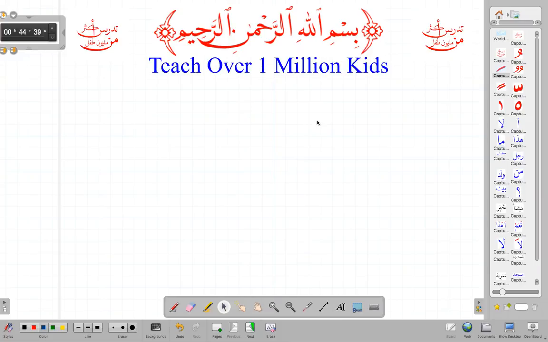Inshallah, we are going to start explaining or giving the lessons for Medina books, the six books. We are going to start with the first book, inshallah. In that book, we have 10 lessons. Other books, they could be the same or more.